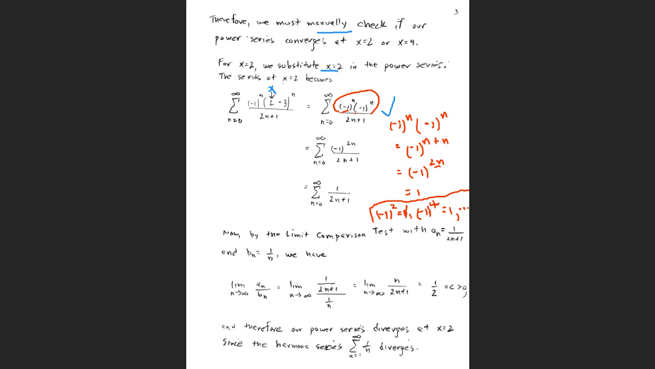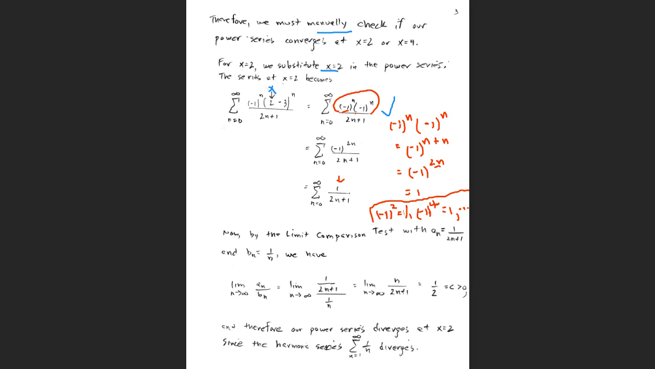So 2 times n, no matter what n is, is going to be an even number. 2 times 1 is 2. 2 times 2 is 4. 2 times 3 is 6, and so forth. So that's how we get the 1 here.